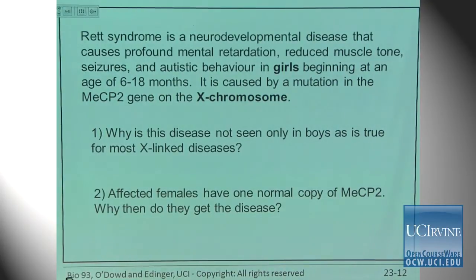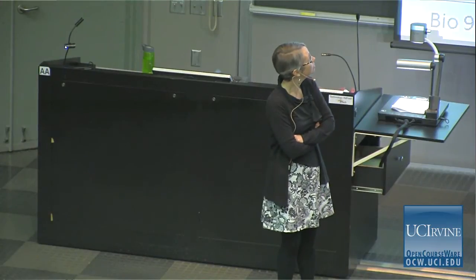Does anybody have a good idea why we don't see this disease in boys? Yes, sir. Okay, so the suggestion was this is an X-linked dominant disease. That sounds pretty reasonable to me. It's a good answer. But why don't we see it in males? Males have an X. Why is this disease not seen only in boys? Okay, very good. You got me. It's not seen only in boys because it's dominant, so you can see it in females. Why are there no boys? It's not exactly what I wrote.